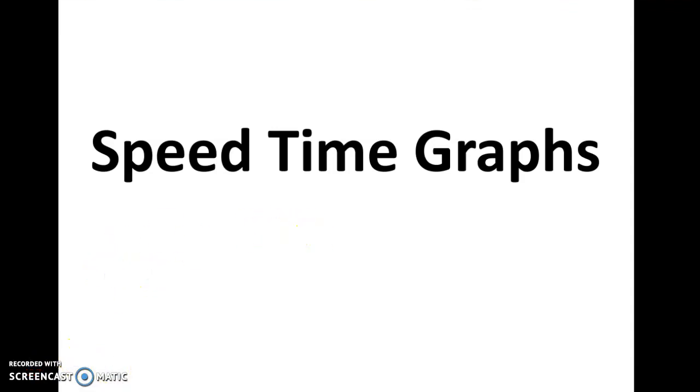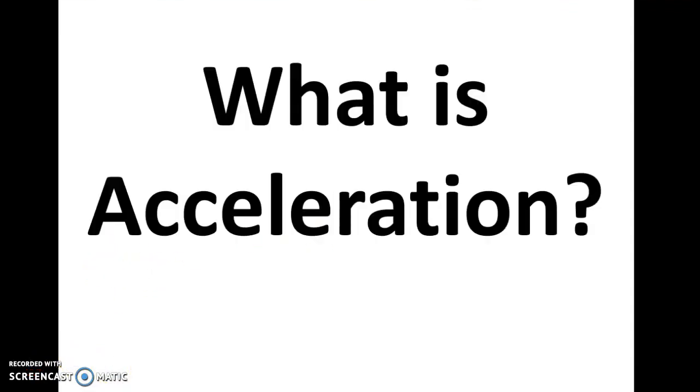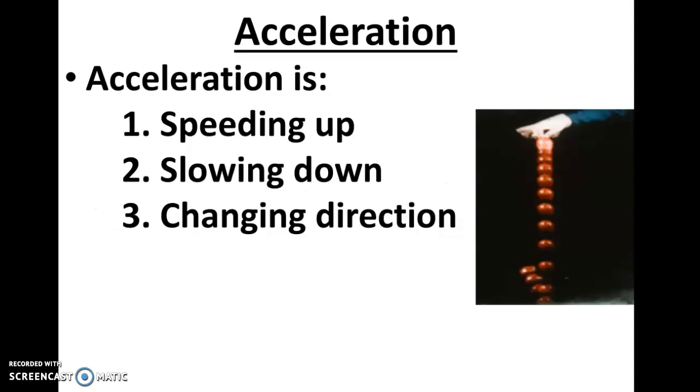Alright, so let me get my PowerPoint. There we go. A review from what we learned when we talked about speed, velocity, and acceleration: what is acceleration? We know that acceleration can occur in three ways, and that is if an object is speeding up, if an object is slowing down, or if an object is changing direction. All three of these are types of acceleration. We know that your speed is going to change if your object is speeding up or slowing down, but your speed can be constant whenever something is changing direction. This is important to know as we continue to move on talking about speed time graphs.